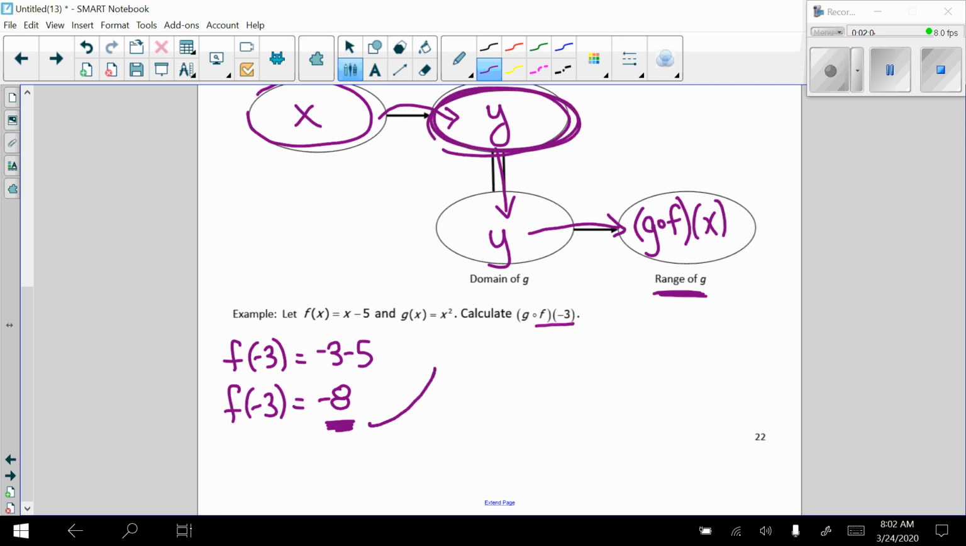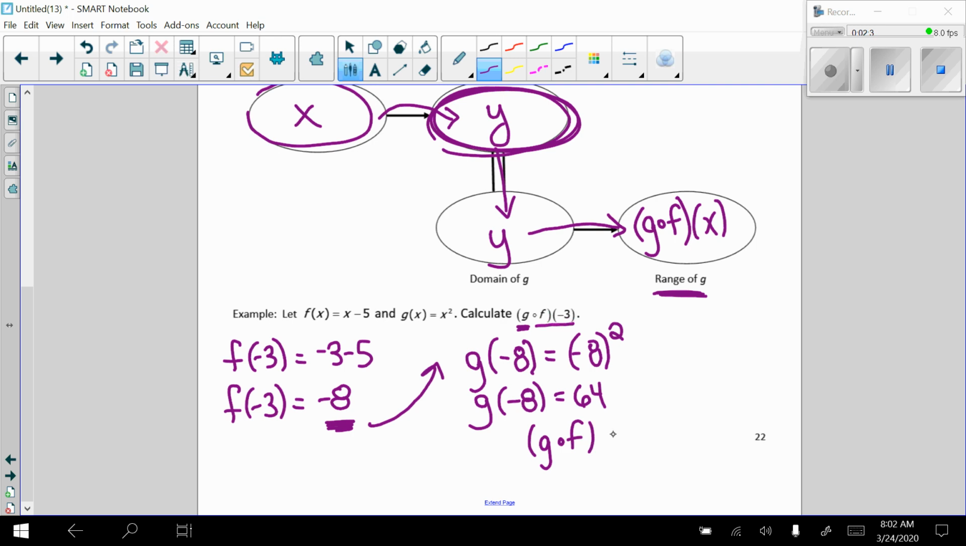So now what we do is we substitute that value into g of x. So we're going to find g of -8. In other words, we're going to substitute -8 in for x, and we find that g of -8 equals 64. Not -64, by the way, because we're squaring. So what that tells us is that g of f of -3 is 64. That is our answer.